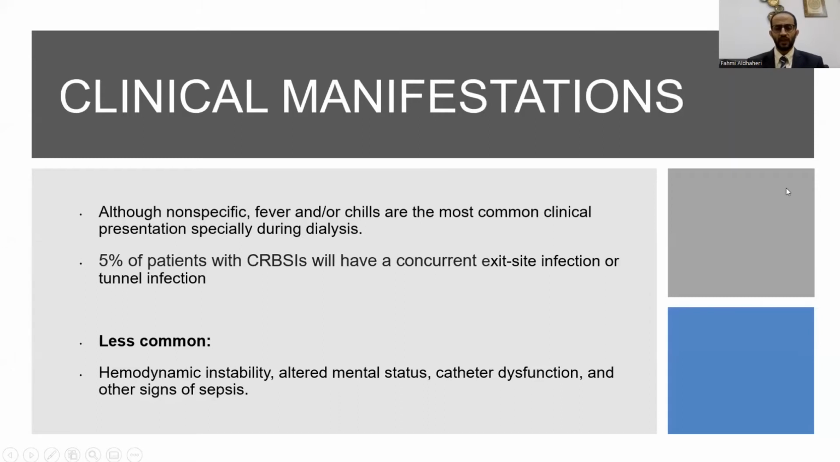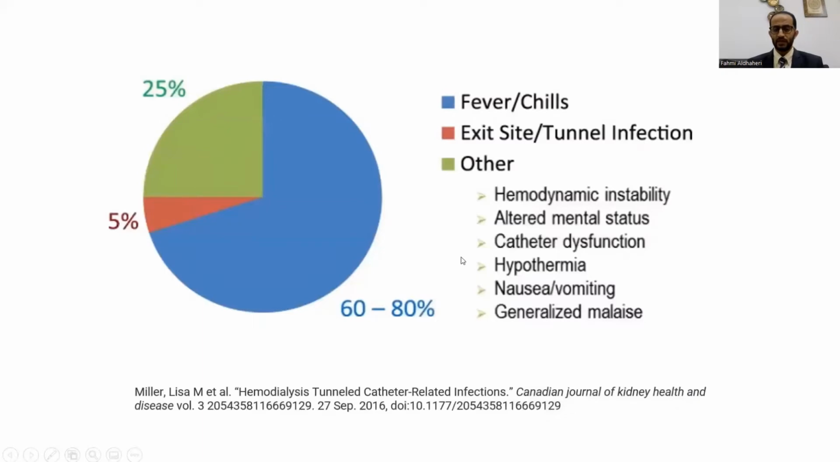So how do they usually present? The most common clinical manifestation is fever and chills during dialysis. However, 5% of patients can present with concomitant exit site infection or tunnel infection. Less commonly, they can present with hemodynamic instability, change in mental status, especially in the elderly, dysfunction of the catheter, or other signs of sepsis. In this study, they found that 60 to 80% of patients present with fever and chills, 5% present with exit site or tunnel infection, and 25% present with what we mentioned before: septic shock, change in mental status, nausea, vomiting, catheter dysfunction, hypothermia. So I encourage that any patient feeling unwell during dialysis, you should rule out catheter-related bloodstream infection.